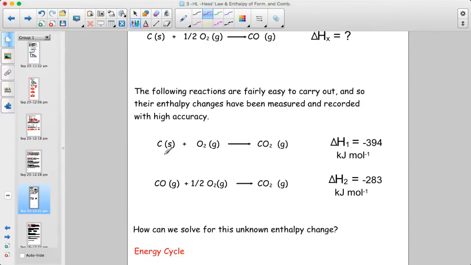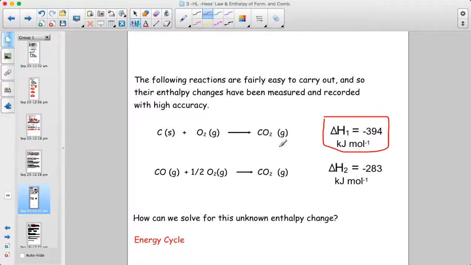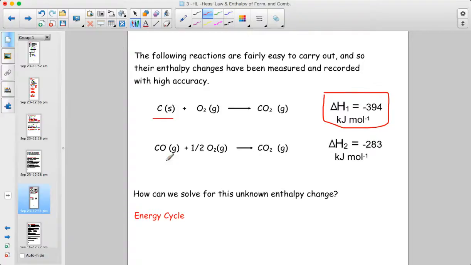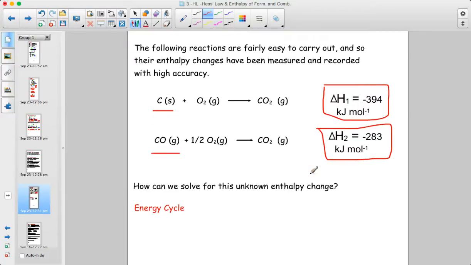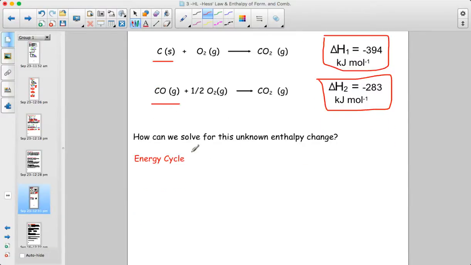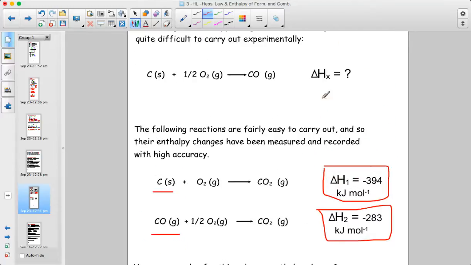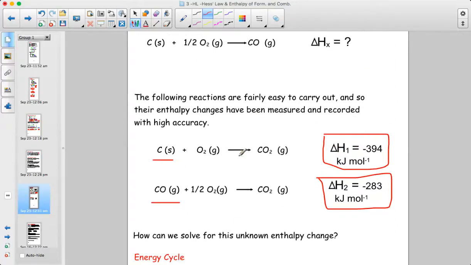So carbon reacting with oxygen and completely combusting to make carbon dioxide has an enthalpy change value of negative 394 kilojoules per mole of carbon that gets burned. It's also relatively easy to take a pure sample of carbon monoxide and combust that to make carbon dioxide. And that has an enthalpy change of negative 283 kilojoules per mole. So the question is, how can we solve for the unknown enthalpy change, this one, using these known enthalpy changes?